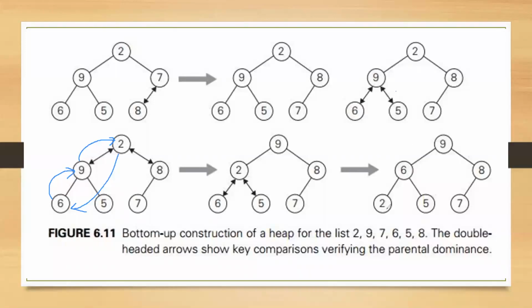Okay, now observe this binary tree. Now see whether it is a heap. 9 is greater than 6 and 8, true. 6 is greater than 2 and 5, true. 8 is greater than 7, it is also true. So this method is called bottom-up construction of a heap. Okay, I hope you understood this step.